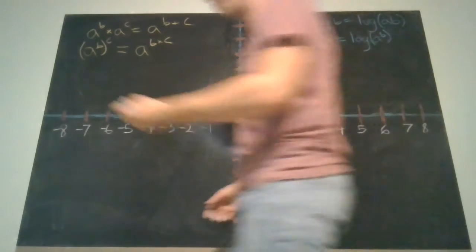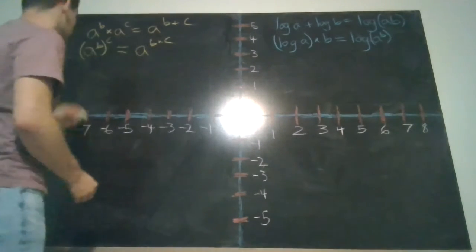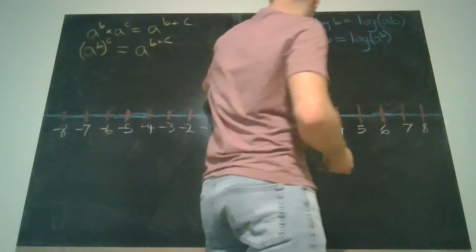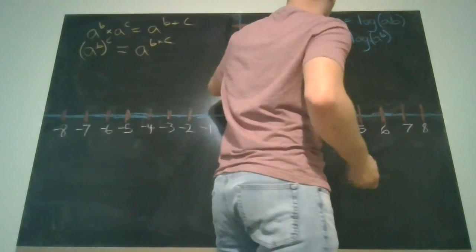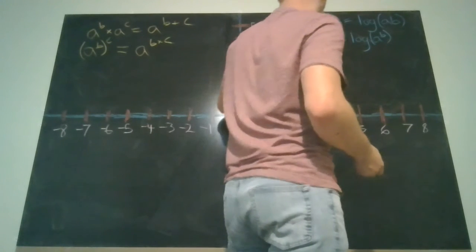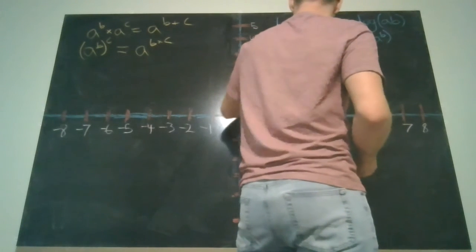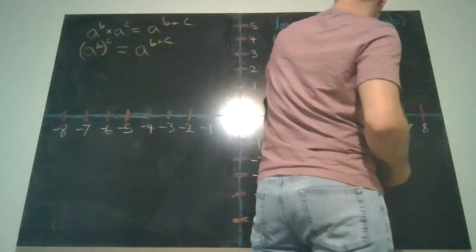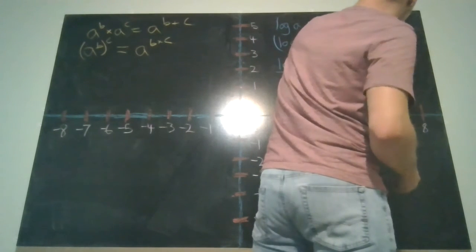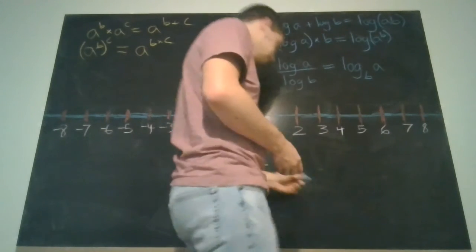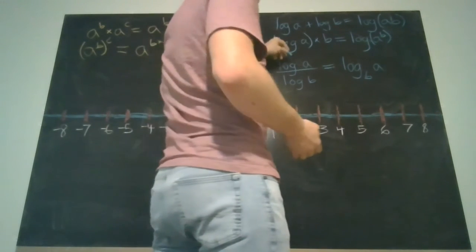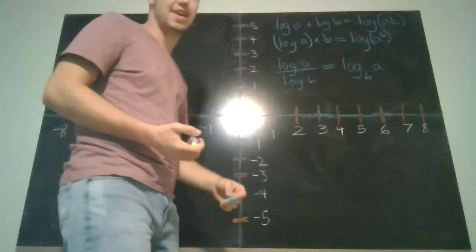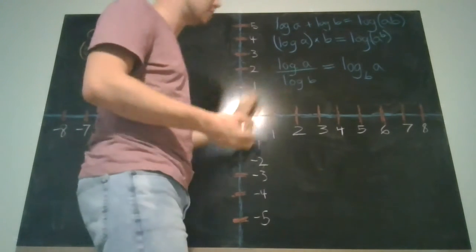I guess we could do some fractional stuff. I'm going to start on the log side here. Log of A divided by log of B equals log base B of A. Because that means the power you need to raise something to get A divided by the power you need to raise it to get B is the power you're going to need to raise B to get A.